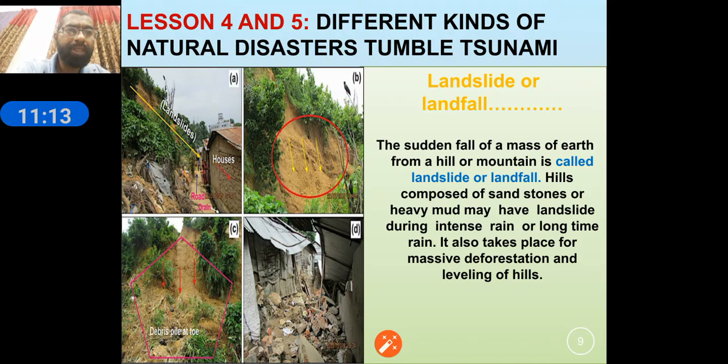And almost every year we can see it during the rainy season, which brings a very bad impact in our life in those areas in our country. And here we can see the definition of landslide: the sudden fall of a mass of earth from a hill or mountain is called landslide.